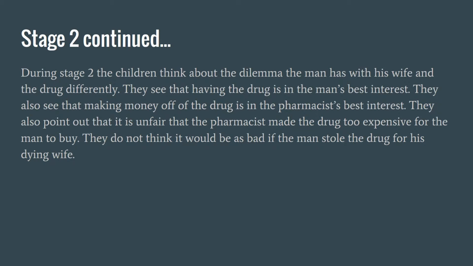During stage 2, the children think about the dilemma the man has with his wife and the drug differently. They see that having the drug is in the man's best interest. They also see that making money off of the drug is in the pharmacist's best interest. They also point out that it is unfair that the pharmacist made the drug too expensive for the man to buy. They do not think it would be as bad if the man stole the drug for his dying wife.